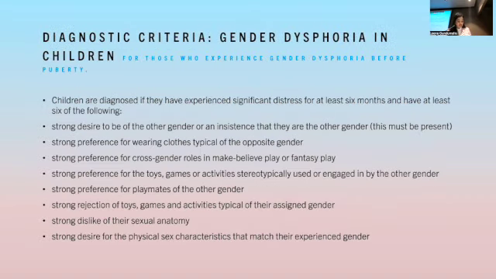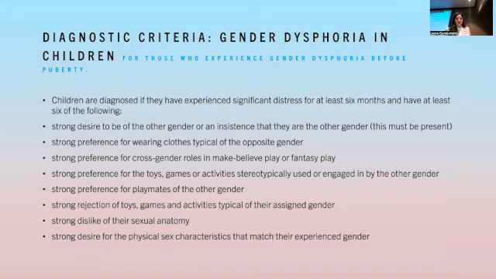There are different diagnostic criteria for children. This is for those who experience gender dysphoria before puberty. Puberty starts at Tanner stage 2. The average age for girls to start puberty is 11, while for boys, the average age is 12. There is a range for that. It's normal for puberty to begin at any point between the ages of 8 and 13 in girls and 9 and 14 in boys. So this is the child criteria.